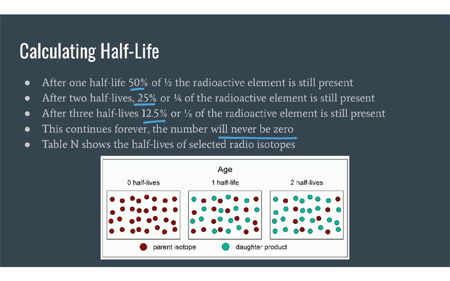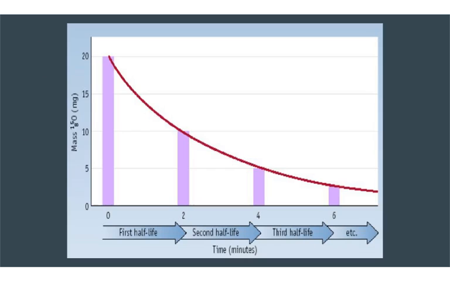Table N in your reference table on page 6 shows the selected radioisotopes and their half-lives. So I have a picture of that on the next slide, but this is just an image to see. After 0 half-lives, we have 100% of the parent isotopes. After 1 half-life, if we counted up all these dots, it would be 50-50. After 2 half-lives, we're cutting the maroon or red dots in half again. So we would only have 1/4 of those remaining, and we would continue on.